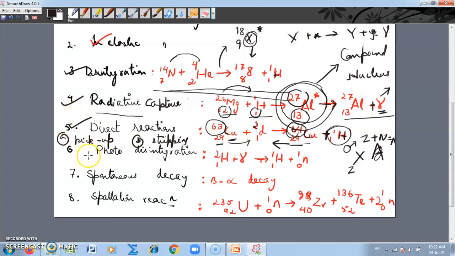And number 6, we have photo disintegration. So what is photo disintegration? You see, photo disintegration is just the opposite of the radiative capture.